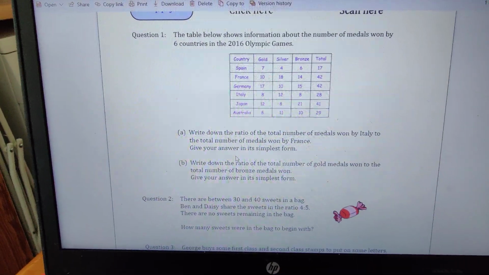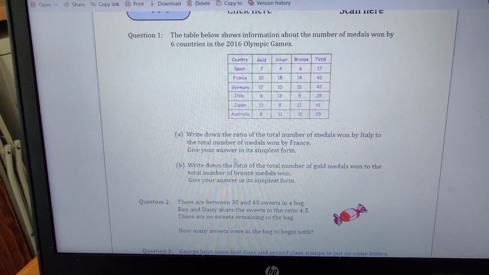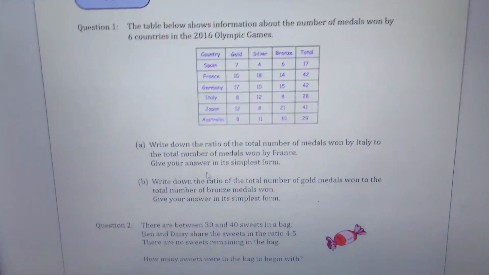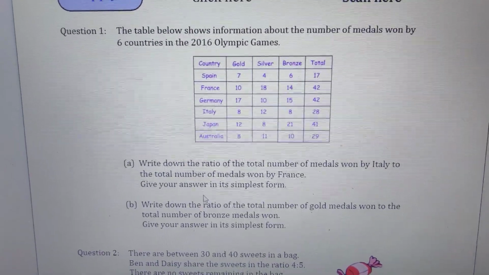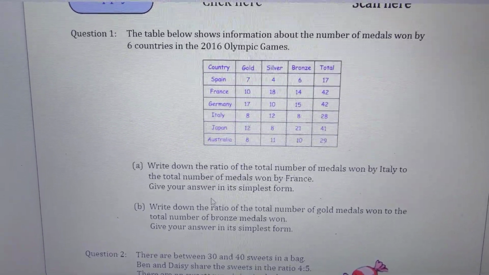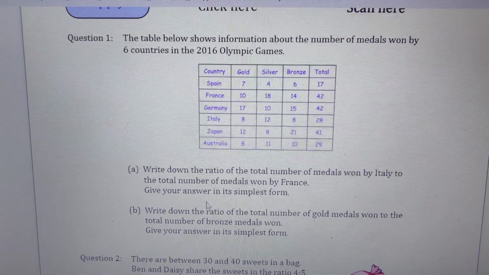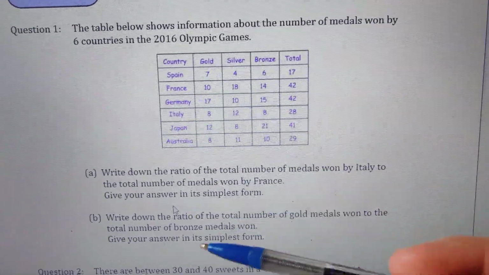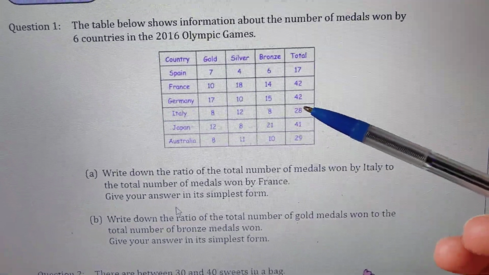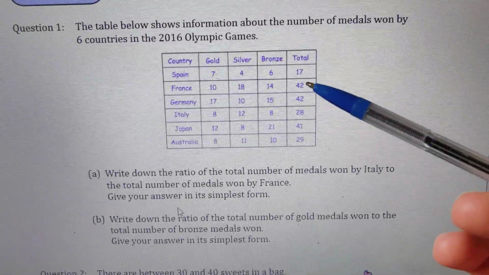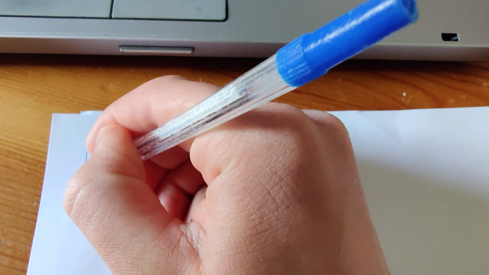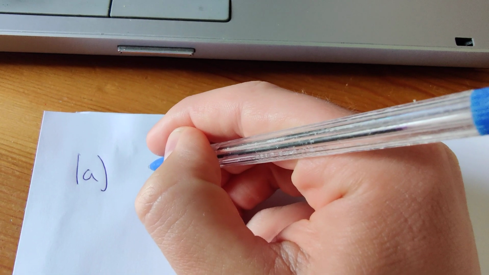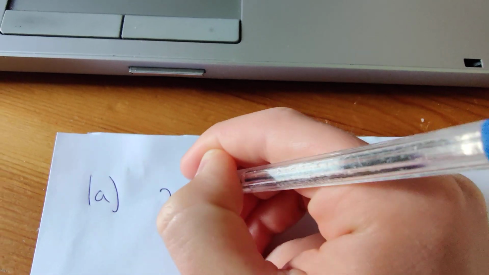Question 1 says, the table below shows information about the number of medals won by 6 countries in the 2016 Olympic Games. A. Write down the ratio of the total number of medals won by Italy to the total number of medals won by France. Well, I can see here that Italy to France, I should start with Italy, shouldn't I? Italy has won 28 medals and France has won 42 medals. So the first thing I'm going to do for 1A is have Italy to France is 28 to 42.